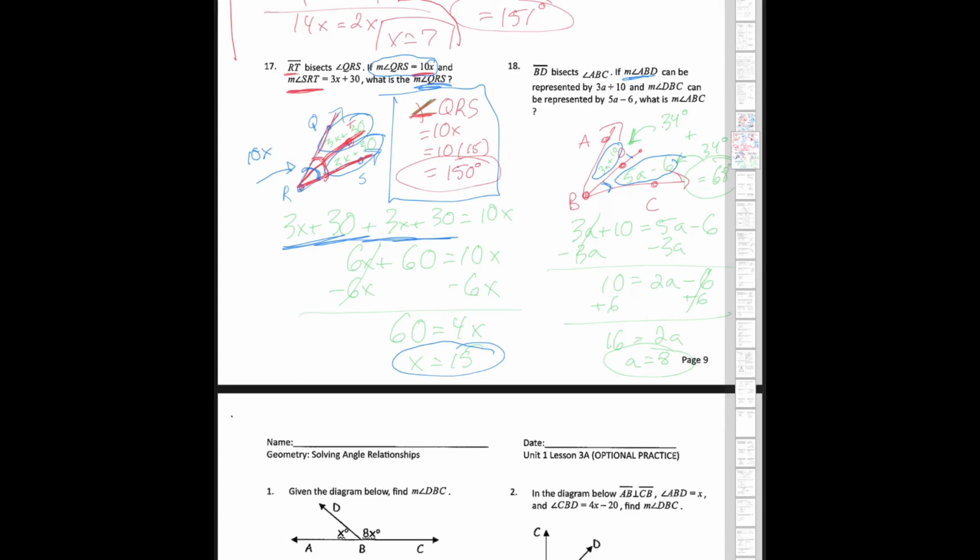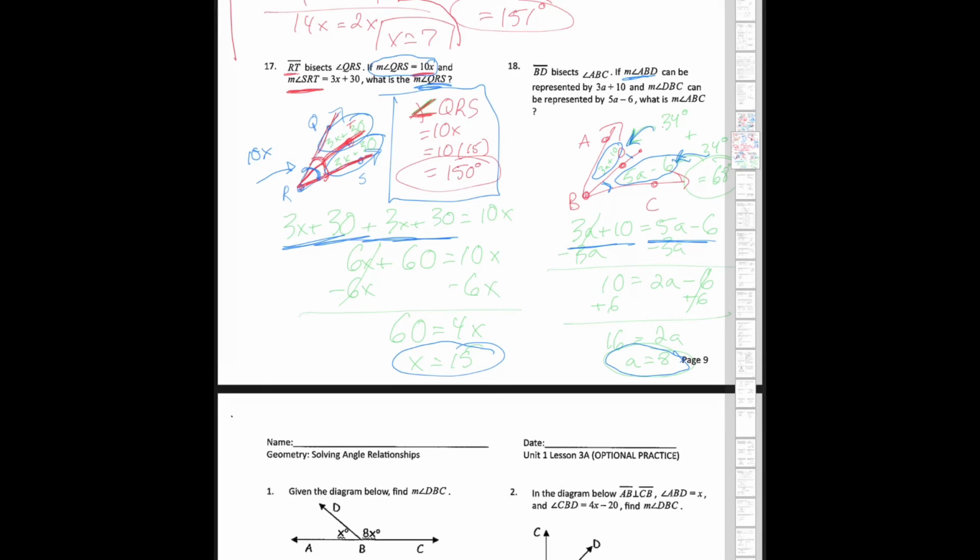So how do I find angle ABC? Well, the first thing I have to do is set these equal to each other, because I don't know the measurement for the entire angle, but what I do know is that a bisector creates two congruent angles. So I set 3a plus 10 equal to 5a minus 6, and when I do that, I get a equals 8. So what do I do with that a equals 8? I have to plug it back into both of them. Plug in 8 to both of these.